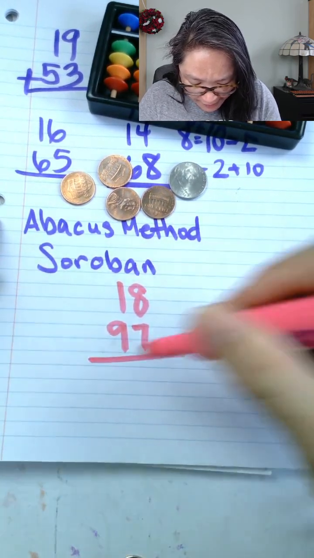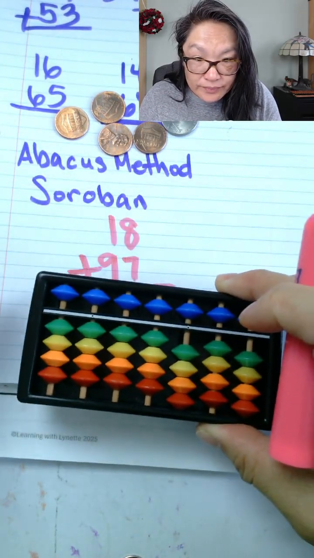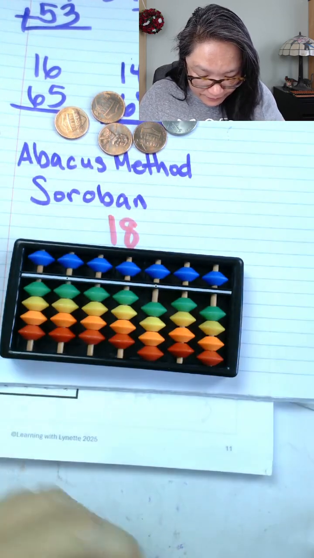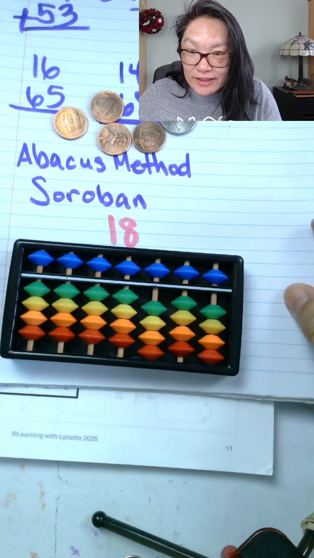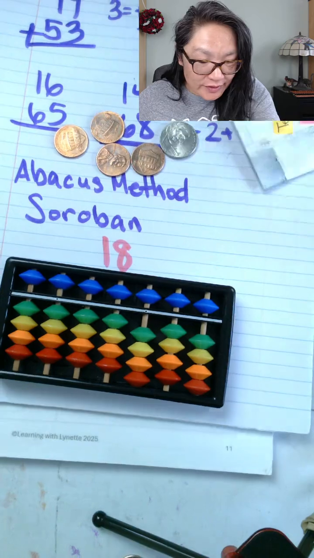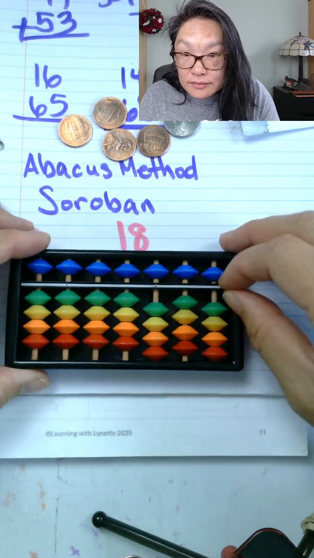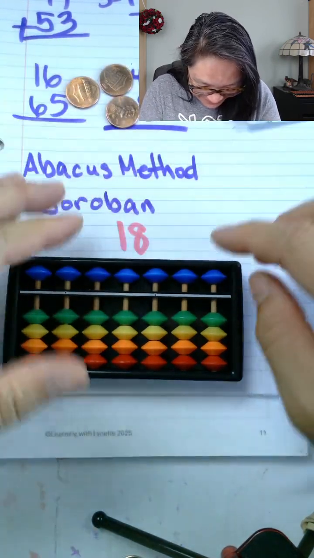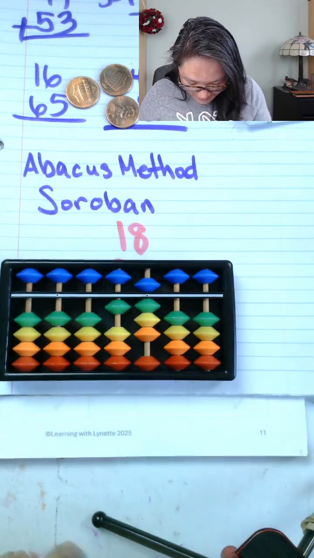897. This is kind of cool. Thank you, Louis. Okay. It gets quiet. I'm so excited. What have we done? I gotta just move some stuff. Okay. We have 18 on the abacus. 18. 1, 8. 18 on the abacus.